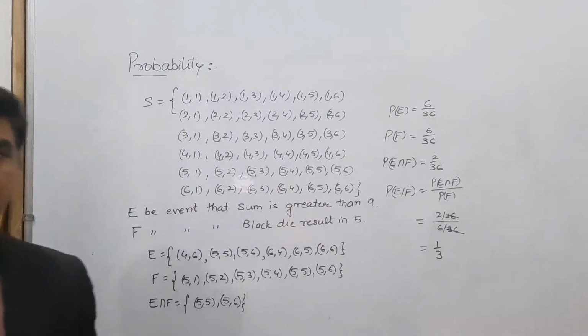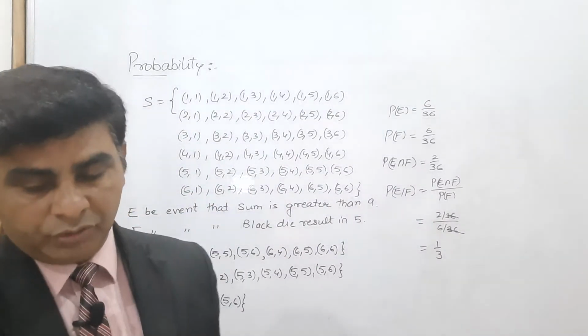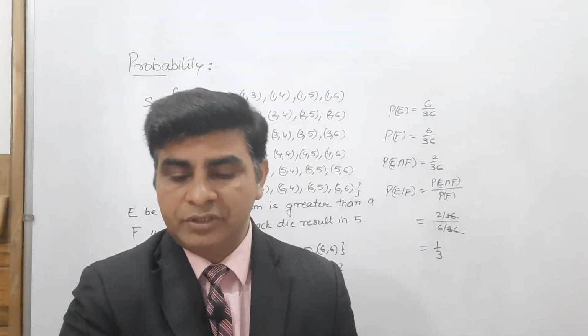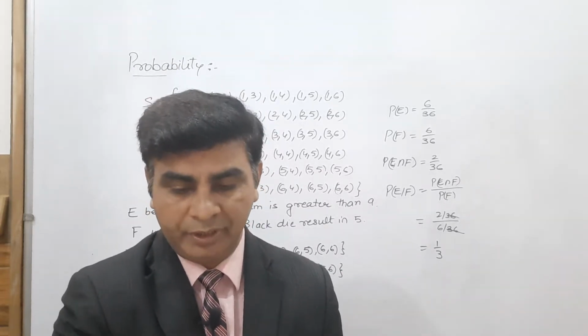So probability of E by F will be 1 by 3. So this was the solution for question number 10, and the first part I have done. The second part you can do by yourself.